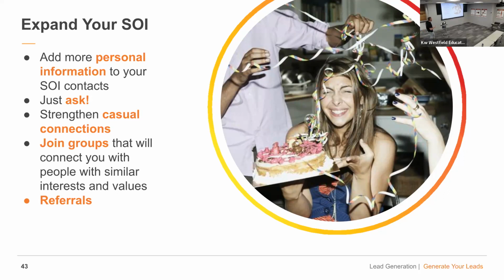Strengthen casual connections. SOI can just be people that you generally know and that know you. Join groups that will connect you with people of similar interests and values. Julie and I have a friend named Ari. She loves pickleball and she gets business all the time from it. She just goes and plays pickleball and shoots the breeze with people and ends up getting business. And obviously referrals come from those people as well.